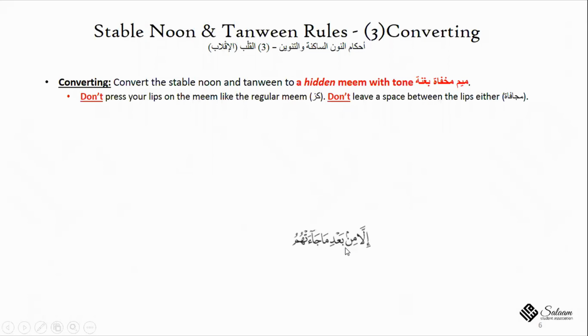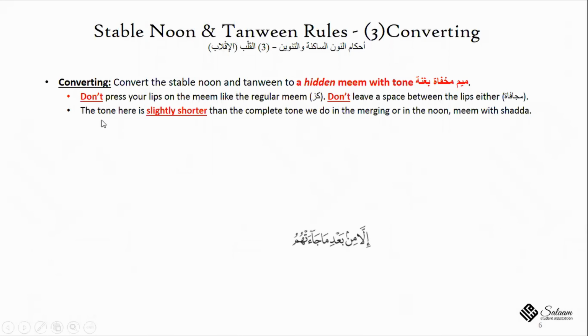Here is an example, إلا من بعد. If you remember, a small letter above any letter means that you are going to pronounce the letter at the top. So if I'm going to say this, I will say mim ba'di, mim, mim ba, mim ba'di. But we have to add a tone. So mim ba'd, mim ba'd. Do not press your lips too hard in the meme, and do not leave any space between your lips while saying it. We will come to examples inshallah.